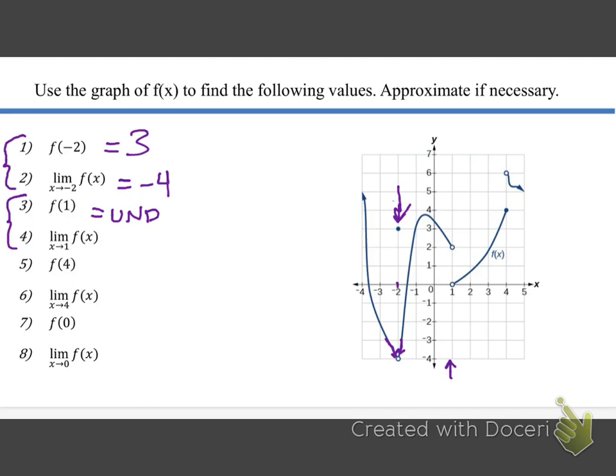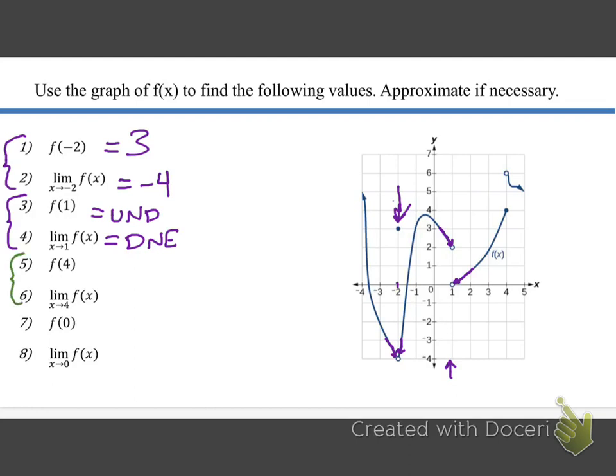And question number 4 says, what does it seem like should be there as we approach x equals 1? So from this side, it looks like it's pointing at a y value of 2. As we approach x equals 1 from that side, it looks like 0. So again, because one side is 2 and the other side is 0, this limit does not exist. 2 different values. Switch colors here.